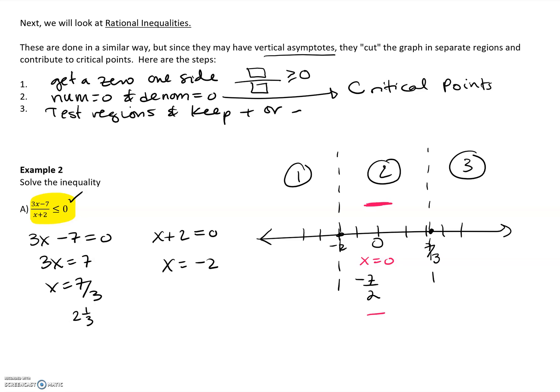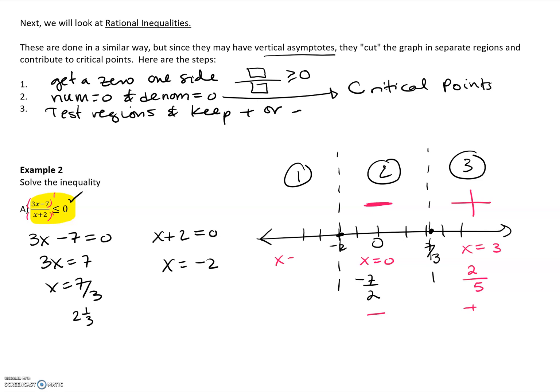Then on the right, let's say I pick x equals 3. That's going to be, if I go in the original, 3 times 3 is 9, minus 7 is 2, over 3 plus 2 is 5. That's a positive. And we expect the left side to be positive too, because they were all multiplicity of 1. But we'll go test it anyway.